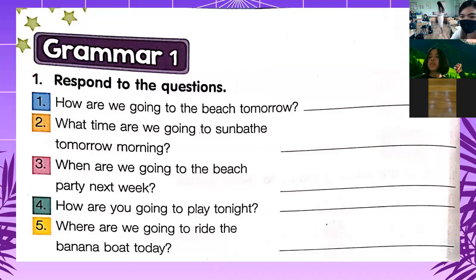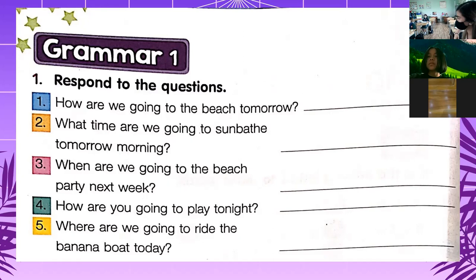It says how. When you say how, are you going to ride a car? Are you going to walk? Or are you going to ride a motorcycle? So you're going to write your answer for this question. So it is up to you. What did you write?